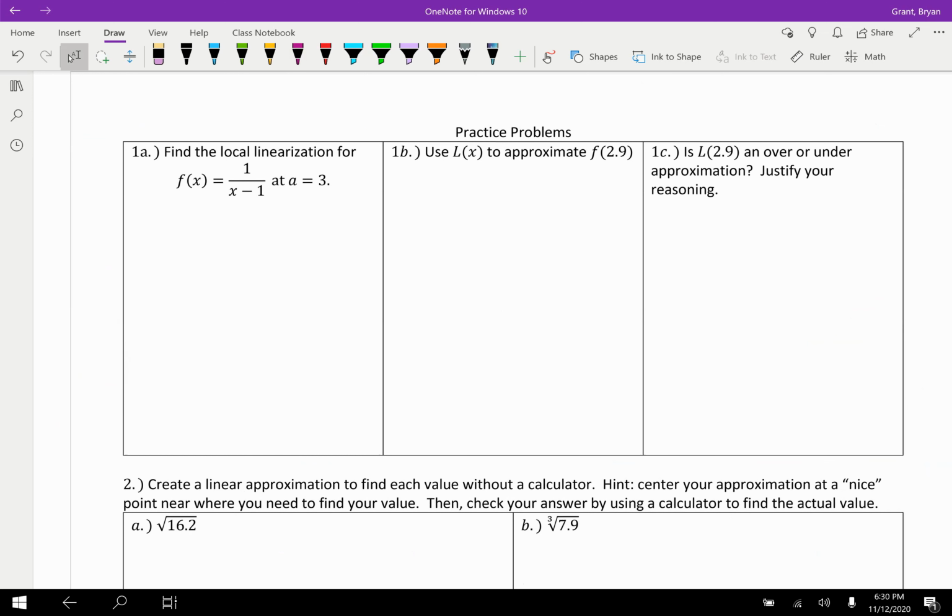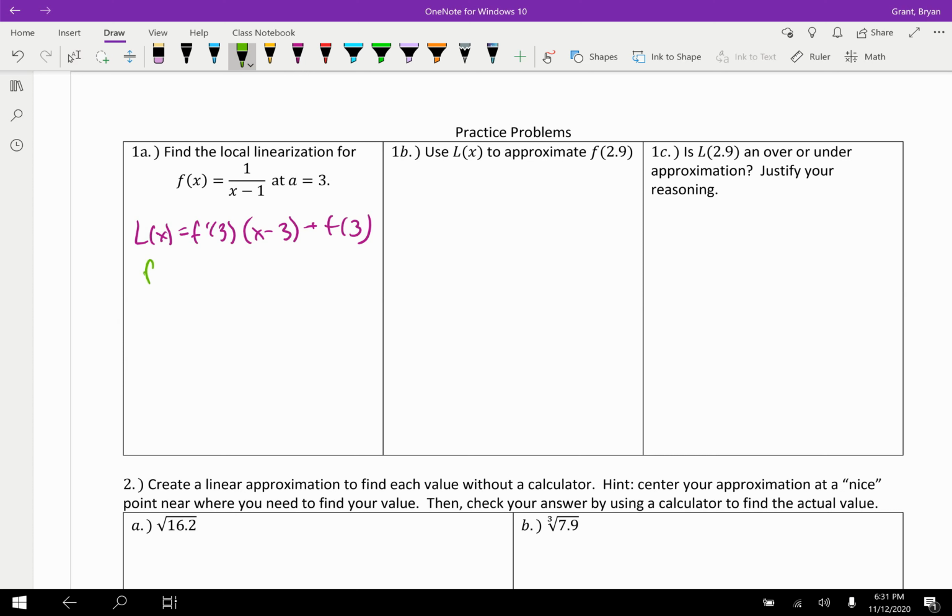So let's try 1a, we'll do 2a, and then call it good. Find the local linearization for this. They're just asking for a fancy tangent line. We got this. L of x equals f prime of 3, x minus 3 plus f of 3.